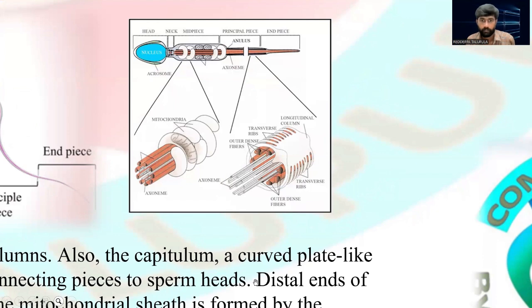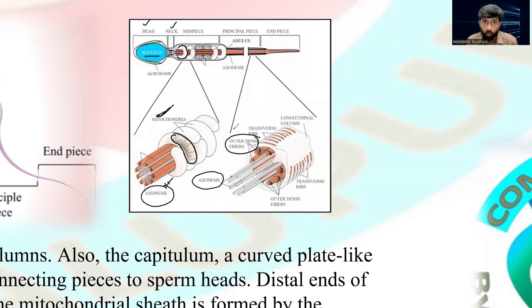See here, it is the nucleus part, it is the head, it is the neck, it is the middle piece. Whatever the white colored bandage-type rings are, they are the mitochondria, the mitochondrial sheath, not mitochondria, mitochondrial sheath. Inside that there is the axoneme. Just in between the mitochondrial sheath and the axoneme, the outer dense fibers are present. The ODF has transverse ribs. Keep it in mind. The longitudinal column will be present. These are the structures.